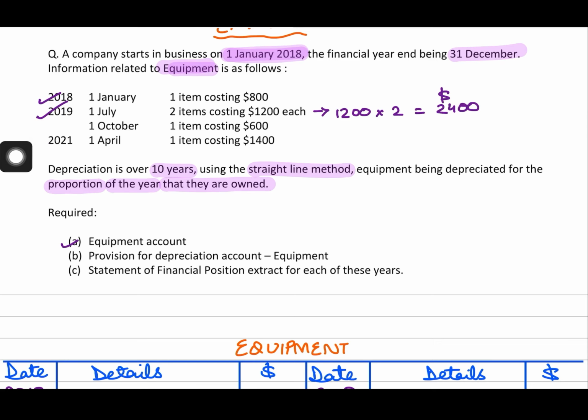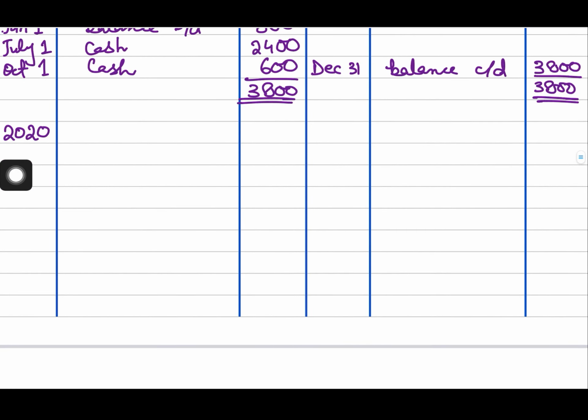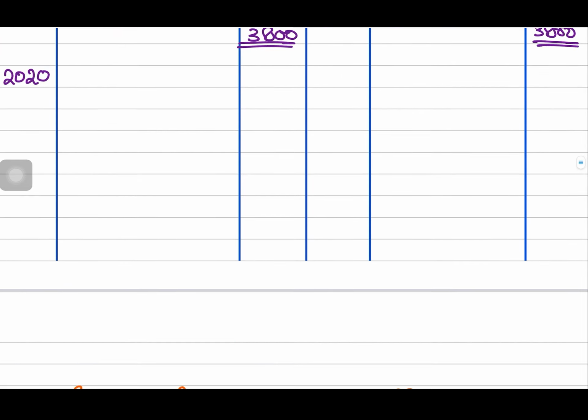Please don't make this mistake that just because the new purchases related to 2020 are not given because there are no purchases in that year, it does not mean that you just skip your account from 2019 to 2021. No, right. We'll write the balances brought down and the balances carried down for year 2020 as well. So January 1st balance brought down is 3800. And since there are no purchases, so you just have to write the balance carried down on December 31st.